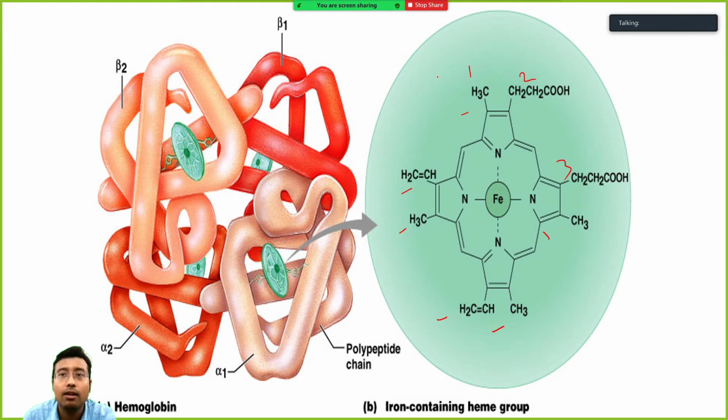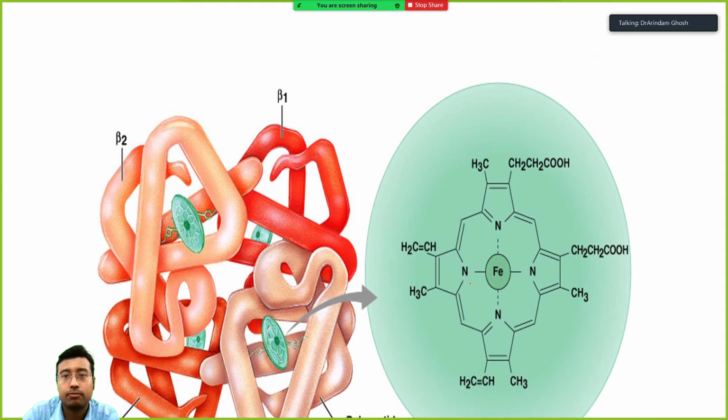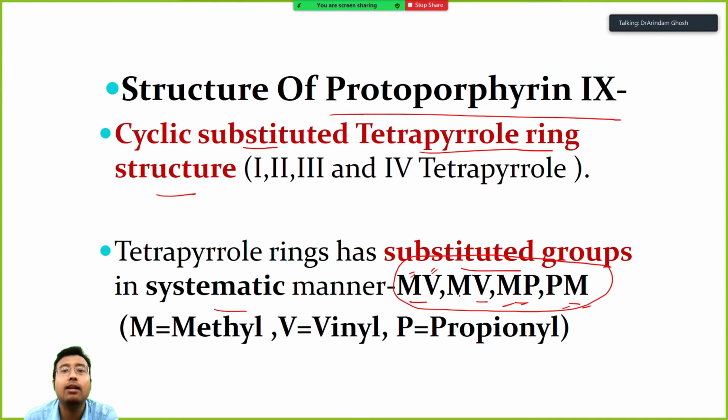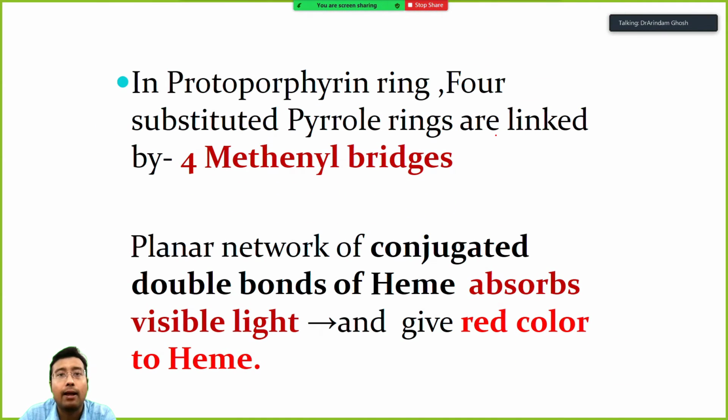Methyl propionyl and this is vinyl. So any combination may be given in an image based MCQ question. So you should know this. Again I am showing you methyl vinyl, methyl vinyl, methyl propionyl and propionyl methyl. Rest, this thing is a pyrrole ring, a tetrapyrrole ring, which has a central iron. So this is basically the structure of heme.